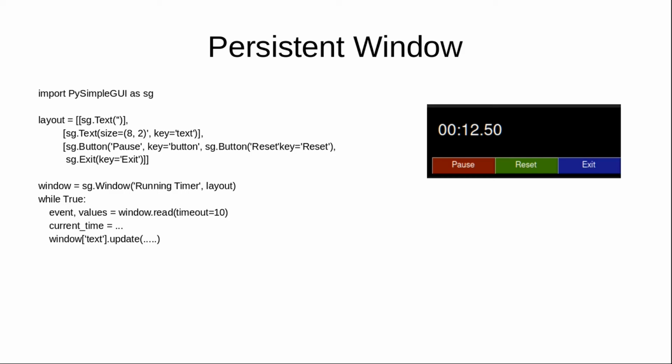You may have found some PySimpleGUI programs that set the timeout value to 0. This is very dangerous. Your program will consume 100% of the CPU. It's recommended you do not use a timeout of less than 10 milliseconds. The update method will allow you to update the value of an element.